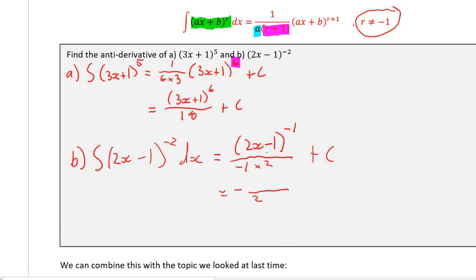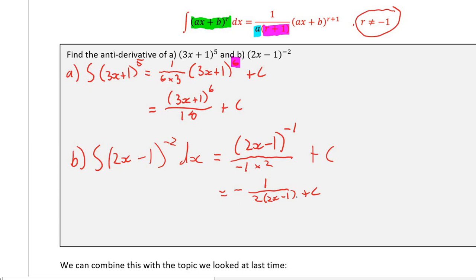I actually want to put the negative out the front of the brackets. So I have 2 on the bottom, and I'm just going to bring this bracket down to the bottom of the fraction so that we get rid of that negative power. That'll leave a factor of 1 on top, and on the bottom, 2x minus 1 plus c.